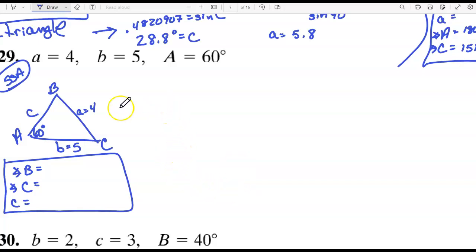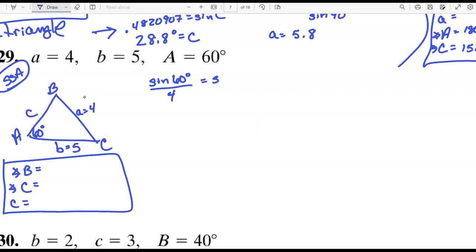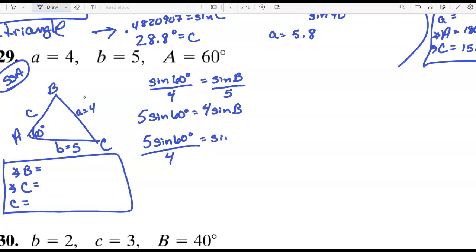So let's set up everything. So we're going to do sine of 60 over 4. That's sine A over A is equal to sine of B over 5. Cross multiply. 5 sine 60 is equal to 4 sine of B. So 5 sine of 60 divided by 4 is equal to sine of B. So we're going to get a decimal, then take the inverse. So we're going to have 5 sine of 60 divided by 4. That's about 1.08.